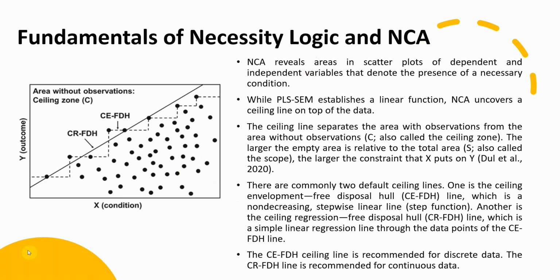One thing that you will commonly see is this graph. NCA reveals areas in a scatter plot of the dependent and independent variables that denote the presence of necessary conditions. In this particular graph, you have a scatter plot of the dependent and independent variable, and this denotes the presence of necessary conditions. While PLS-SEM establishes a linear function, NCA draws a ceiling line on top of the data. This is your ceiling line here.